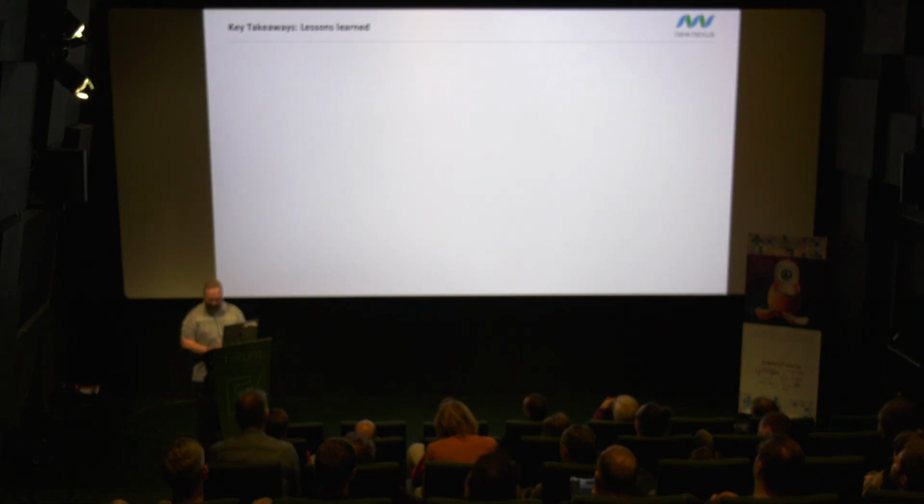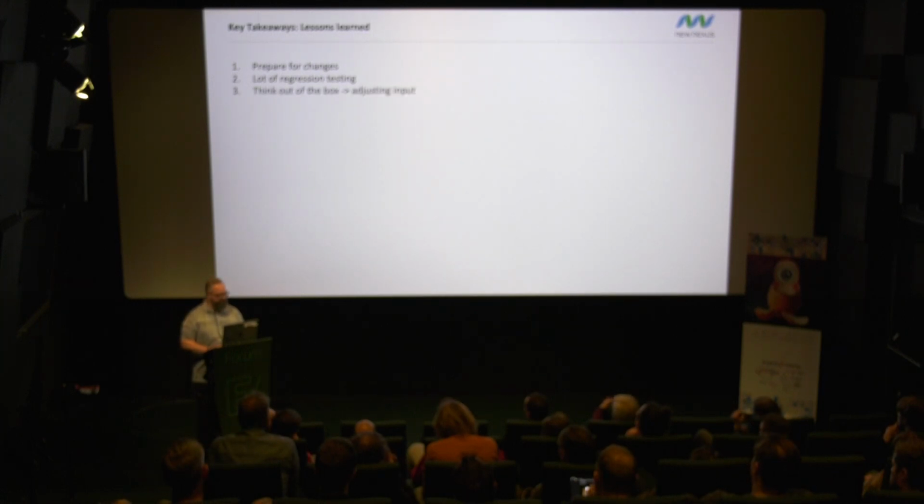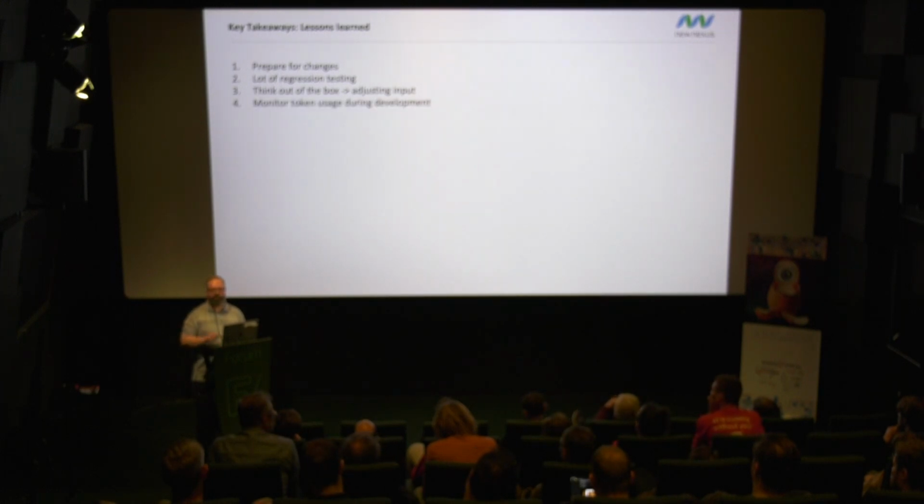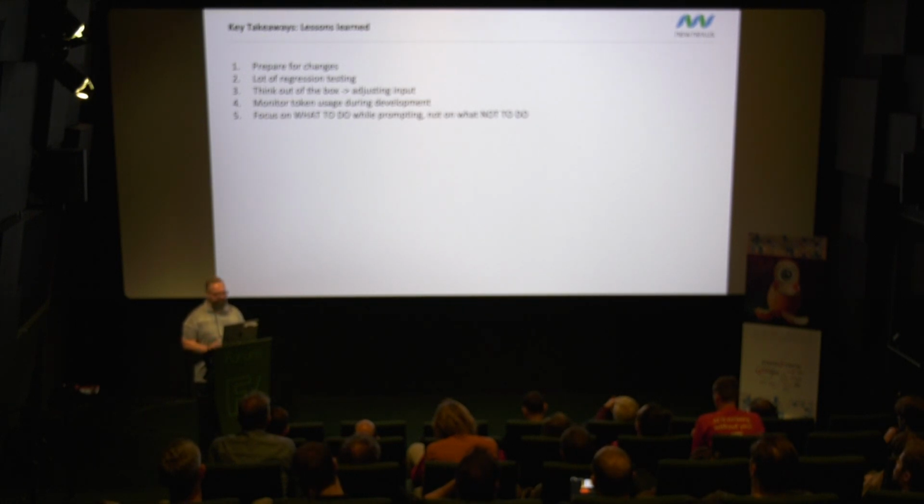What were the key takeaways of our project? If you need to build an application based on LLMs, you need to prepare for change. Do a lot of regression testing, and think out of the box. Adjust your input. And monitor token usage during development, so you know what will happen if you go into production. And focus on what you want to achieve while prompting, and not on what you don't want to achieve while prompting.